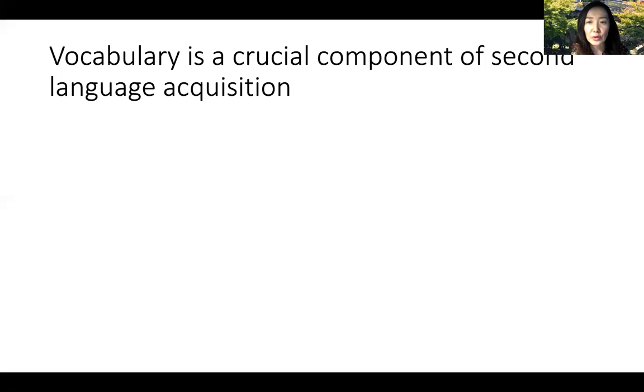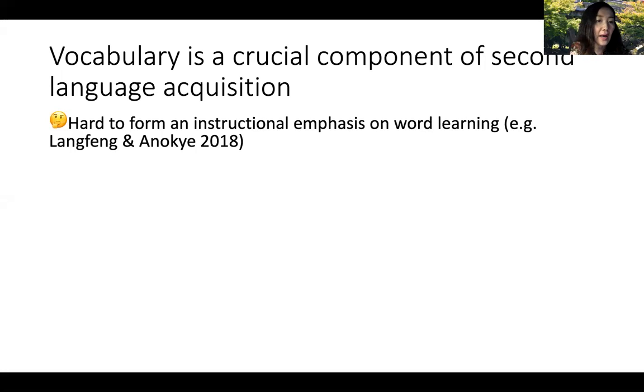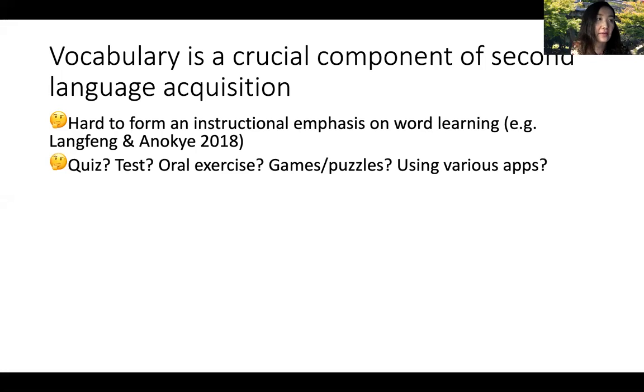All right, so vocabulary is a crucial component of second language acquisition, but it's hard to form an instructional emphasis on word learning. And of course, we do all summative and formative assessments, right? Doing quizzes and tests and oral exams, games and puzzles, and we are using all sorts of apps these days, but do they enjoy it, right? How do you motivate students?